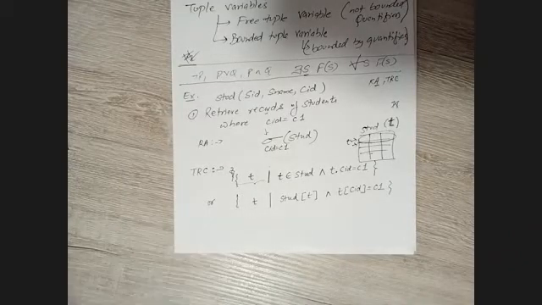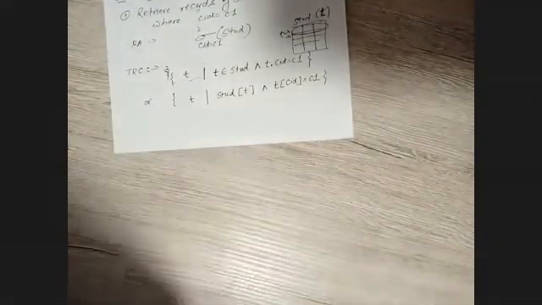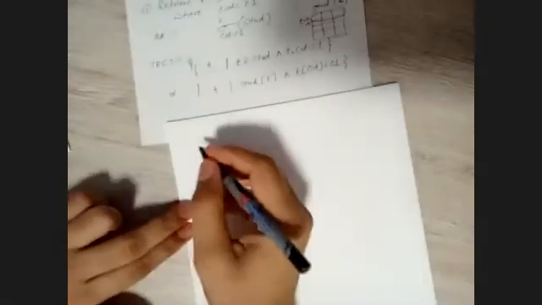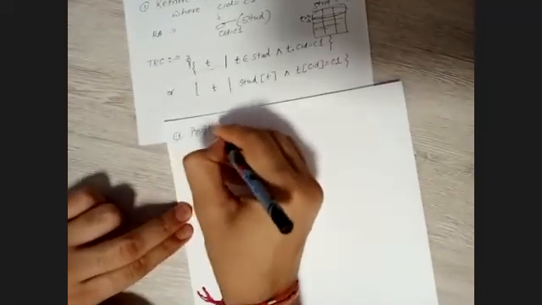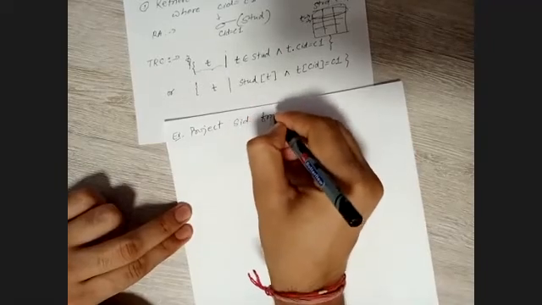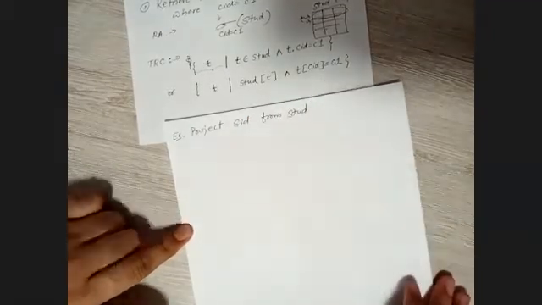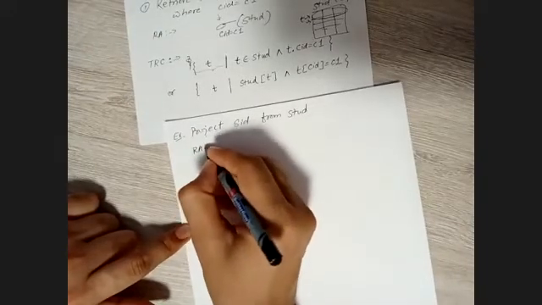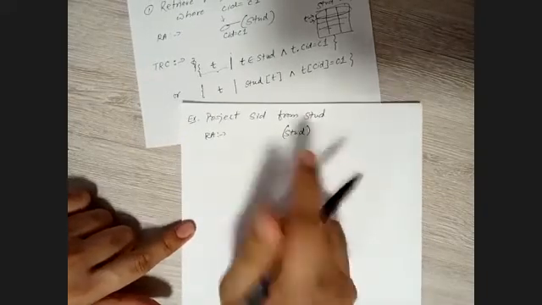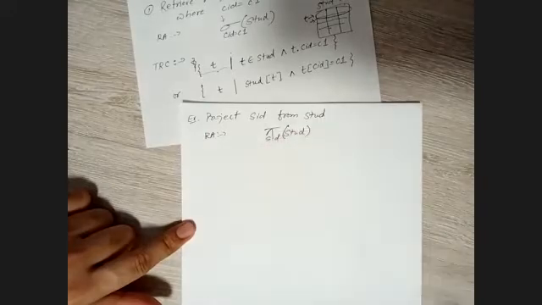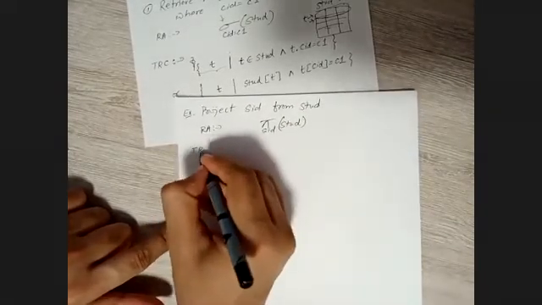So let's practice one more small example, and then we will move on further. For example, now I want to project some specific attribute here. In the same example, I want to project SID from student, simple SID, right? So the relational algebra query is quite simple: from student, project SID, right? Now see TRC for this one.